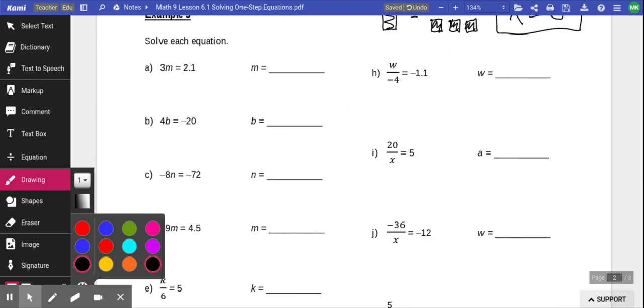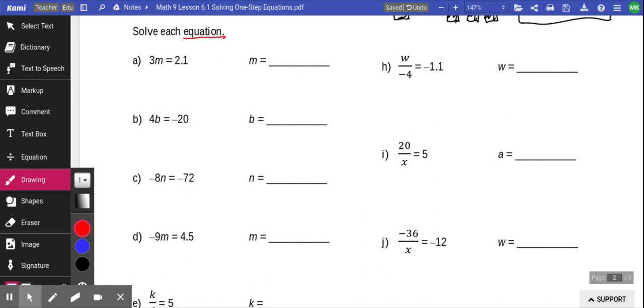So again, we're going to try to solve the equation. I know these are equations because there's an equal sign, right? I'm going to solve them, which means get the letter by itself, like figure out what the value of that letter must be. If I look at A, my goal is to get M by itself.